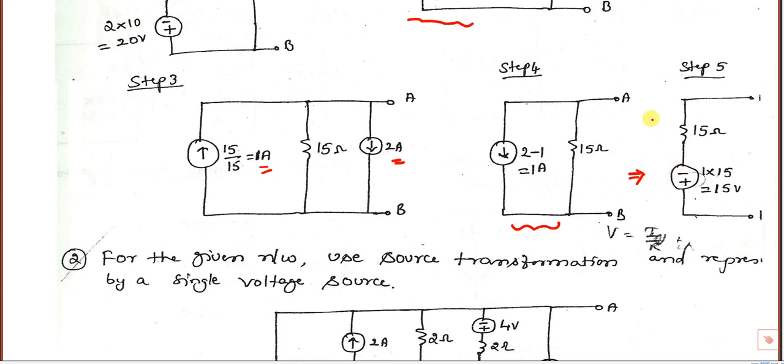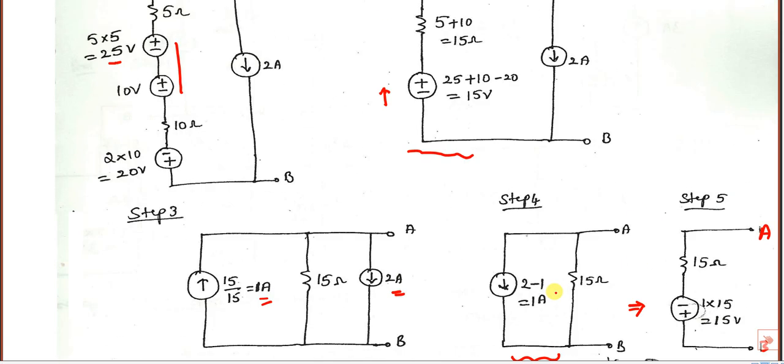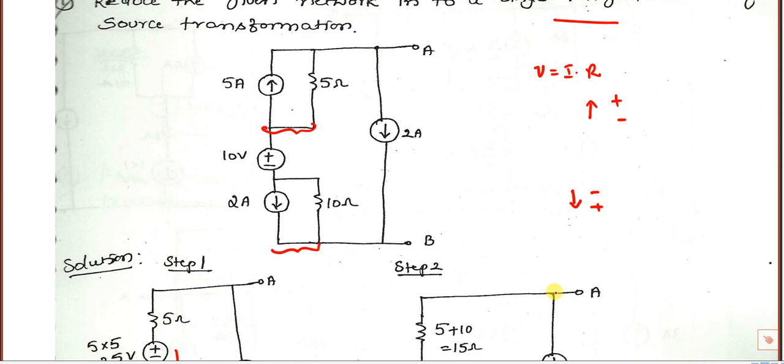Here plus, this is minus. So at the terminal A side we have negative, at the B side we have positive. And the same 15 ohm is connected in series. So this is the required answer. This will be asked for 6 marks, or at least 5 marks.